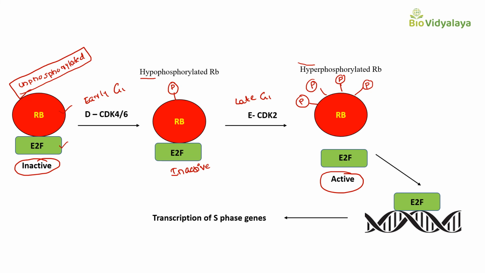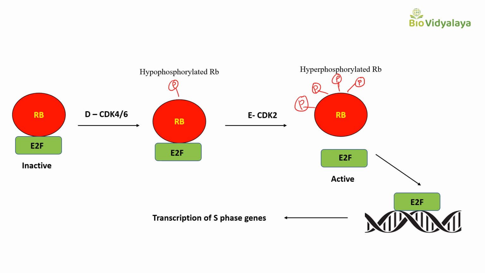So the proteins required for S phase will be synthesized. So the cell will enter into S phase. So in unphosphorylated condition or in hypophosphorylated condition, this RB protein is active. And in hyperphosphorylated condition, this RB protein is inactive. So it is not able to bind with E2F. So E2F can bind with the promoter, and that will lead to the transcription of S phase genes.